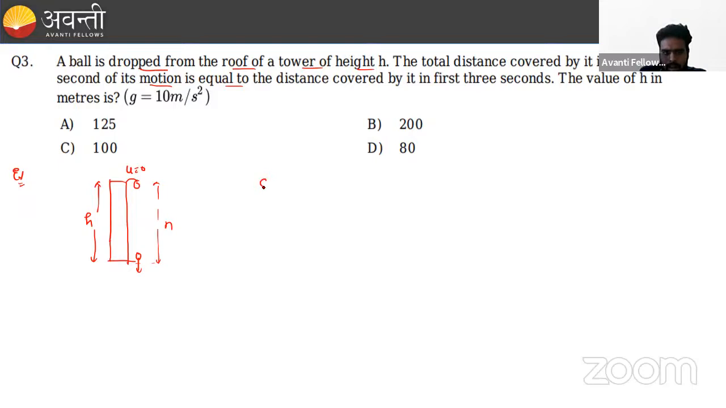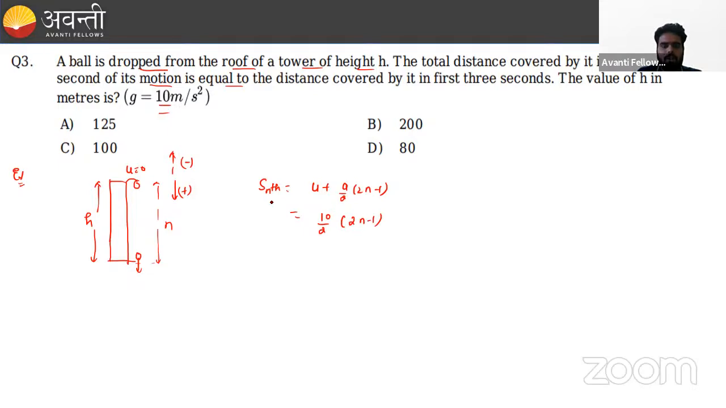We know the formula for distance traveled in the nth second: u plus a by 2 into (2n minus 1). In this case, the total time taken by the ball to reach the ground surface is n, and initial velocity is 0. If we consider motion under gravity, downward is positive and upward is negative, so this will become 10 by 2 into (2n minus 1).